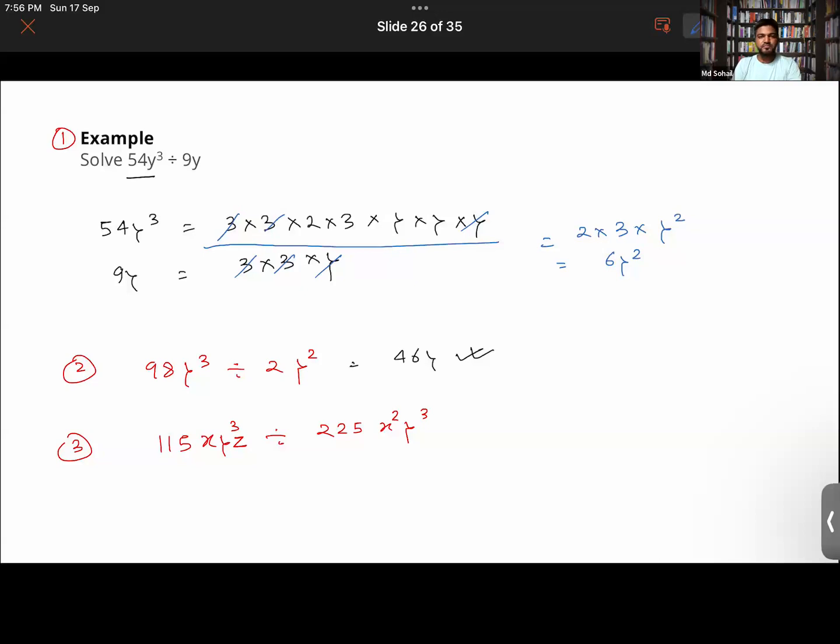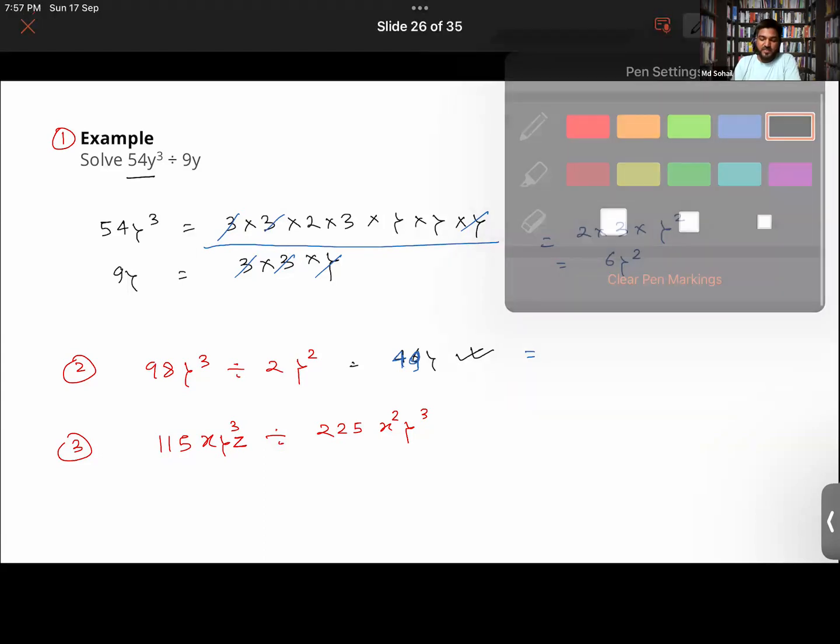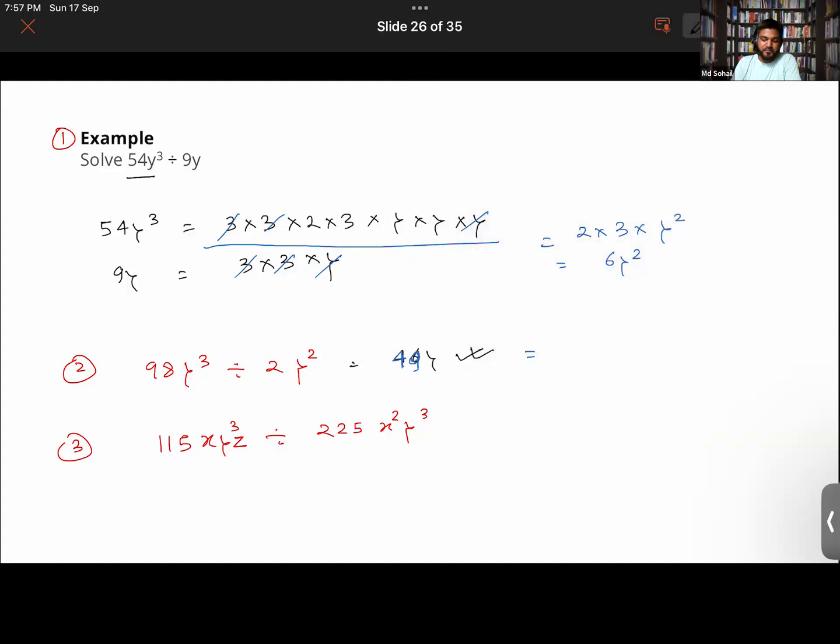So I'm getting 49y in the first one. Yes, it has to be 49. It's not 92, it's actually 98. Okay, Arhan, it's going to be 49. Good. That is correct. Sir, how 49? I didn't understand. 98 divided by 2, that will be 49, no? Oh yes, sir.